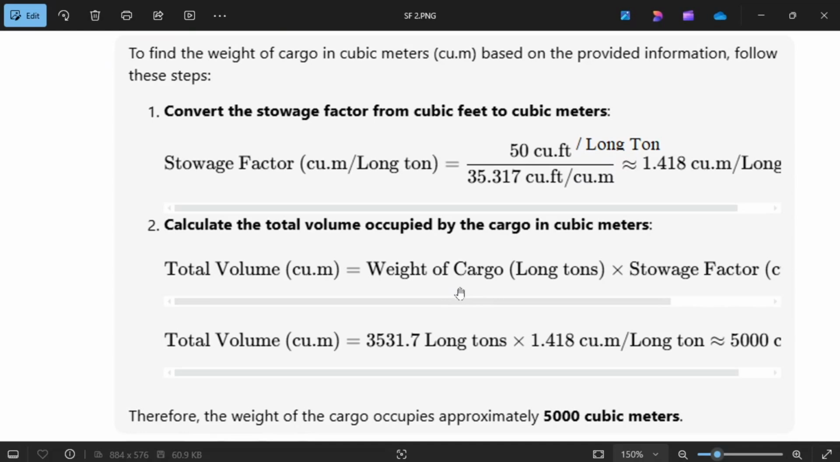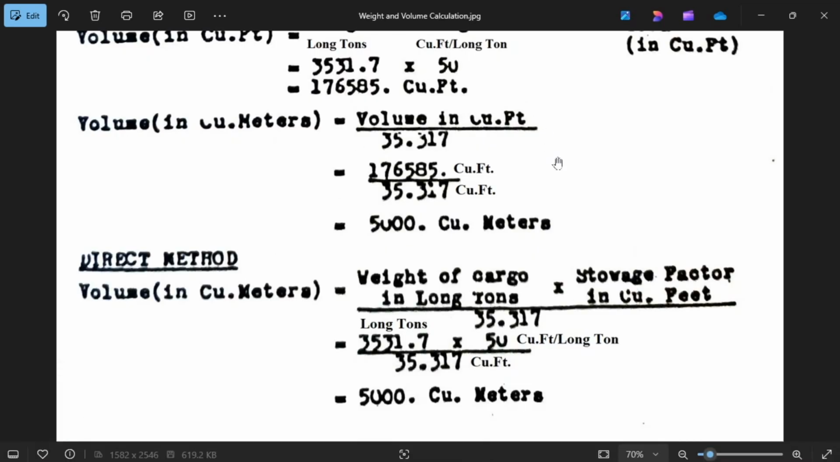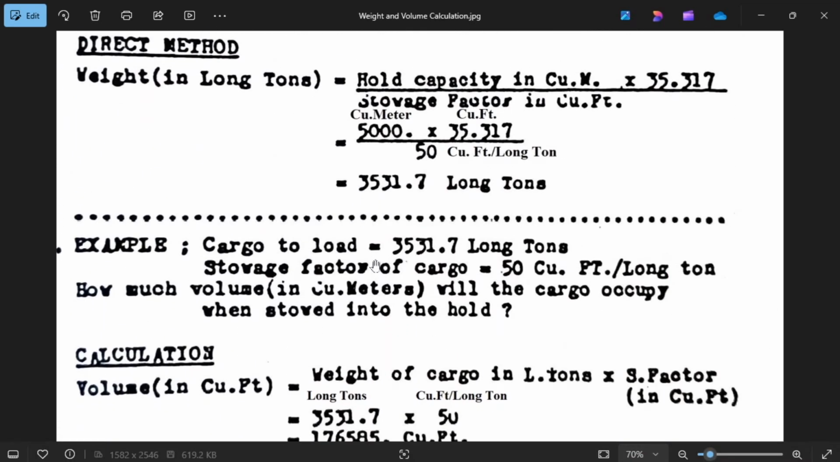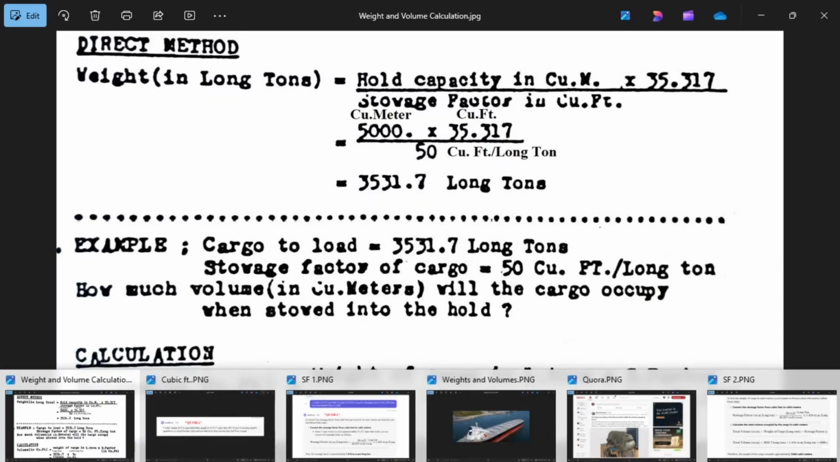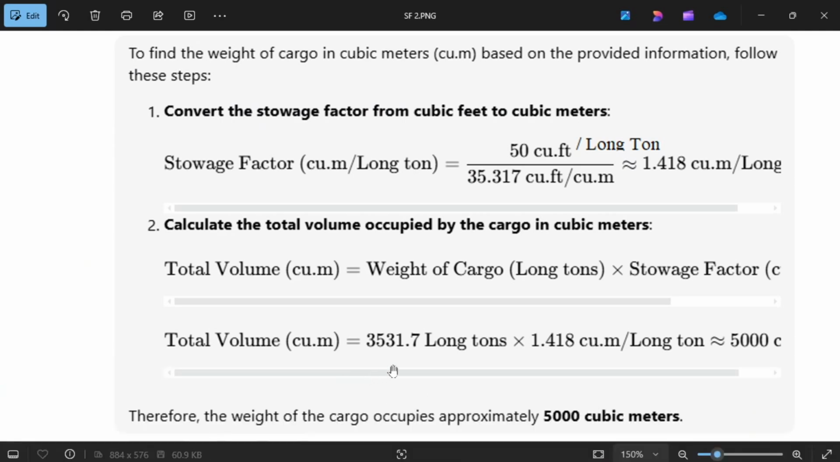So again, the weight of cargo in long tons will be 3531.7, which is this one, guys. That will be in long tons, okay? So 3531.7 long tons times your storage factor of 1.418 cubic meters per long ton, the answer would be 5,000 cubic meters.